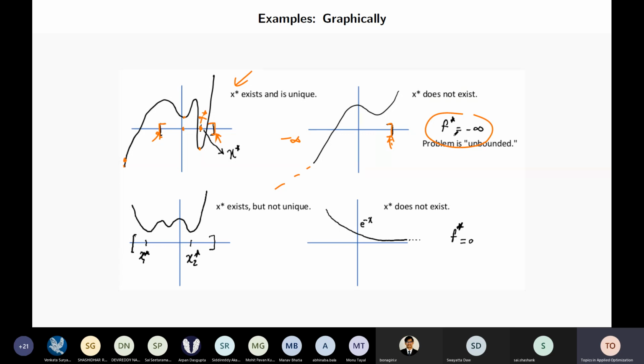So the optimal point doesn't exist, the optimal value doesn't exist, and the problem is unbounded below. In this case, if we focus from here to here, then x star exists, but it is not unique, because here it's taking the same values, right? So there are 2 points, x1 star and x2 star, for which I get the optimal value. And in this case, x star does not exist because it's asymptotically going. So it becomes 0 at x equals infinity. In other words, x star doesn't exist.